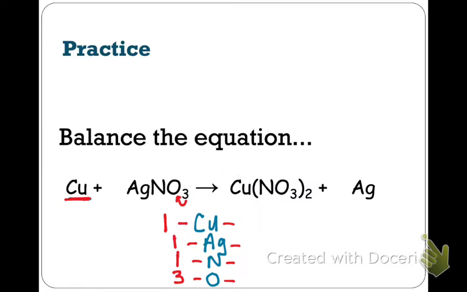So let's count on the right side. I have 1 copper. Okay, nitrogens, I have 1 here, but this parentheses tells me that I have 2 of those molecules. So I take 2 times 1, and I know I have 2 nitrogen atoms. Okay, let me go through that again. When there is a number outside of the parentheses, you multiply that to whatever subscript is there.